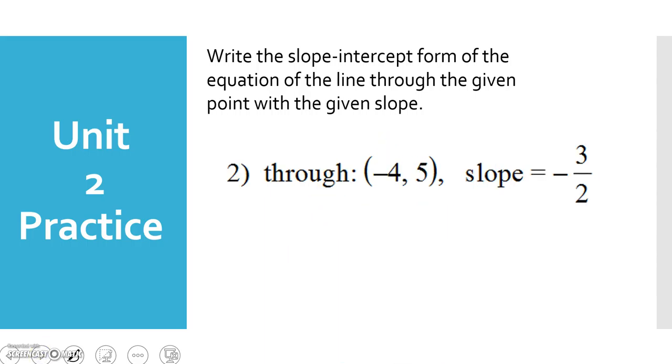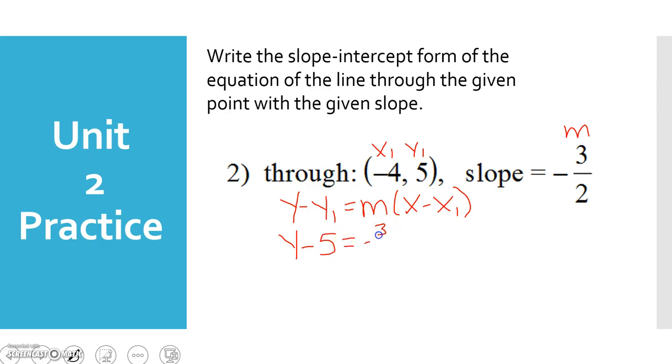Alright, let's do one more. So again, we want to go straight to point-slope form because it already gives us the slope. Alright, so we have y minus 5 equals our slope, negative 3 halves, parentheses x, and that's a double negative, so we're going to change that to plus 4. Just like before, we're going to distribute, so y minus 5 equals negative 3 halves times x is negative 3 halves x.